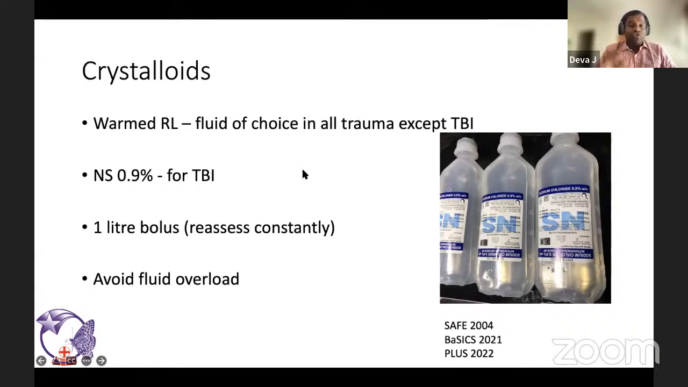So Ringer's lactate is good for general trauma. If there is a suspicion of head injury, use normal saline, because normal saline contains more sodium compared to Ringer's lactate, and the osmolality is slightly higher. So it is helpful in patients with traumatic brain injury. It's not going to prevent your cerebral edema, but at least you're not using a hypotonic fluid and potentiating the cerebral edema.